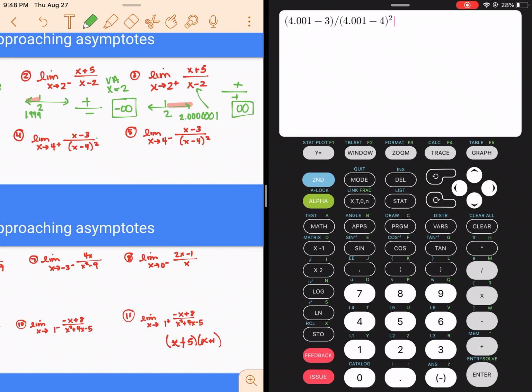So I'm typing it exactly as I am picturing it. Something bigger than 4, but close to 4, right? Like I don't want to choose a number 7. I want to choose something super close to 4 because we're trying to approach it. Now, if I press enter, I get a positive number, okay? Actually a pretty big number. So this one is approaching positive infinity.